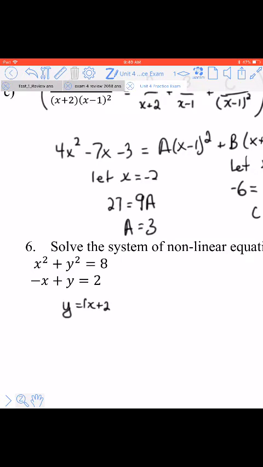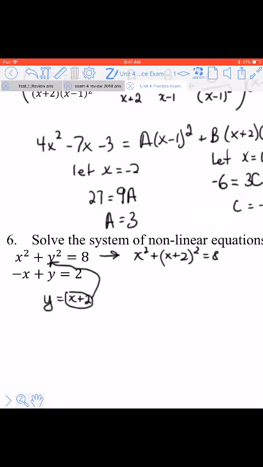And then I can take this expression, x plus 2, and substitute it in for that y right there. Because y equals x plus 2, and in both of these equations, y equals the same value. So this top equation now can be written as x squared, and then instead of y squared, it's x plus 2 squared.